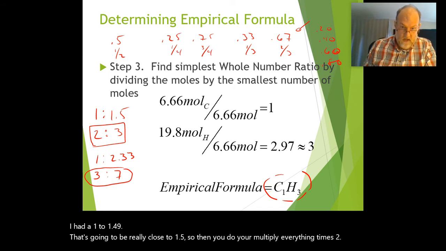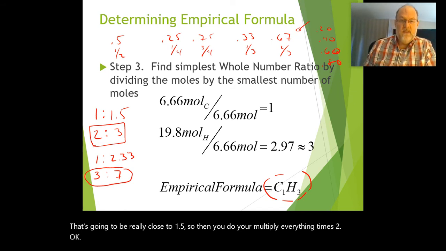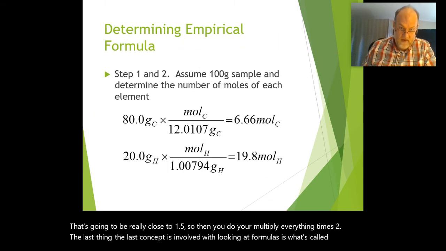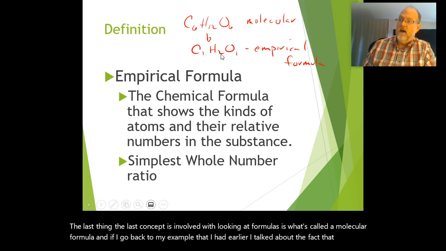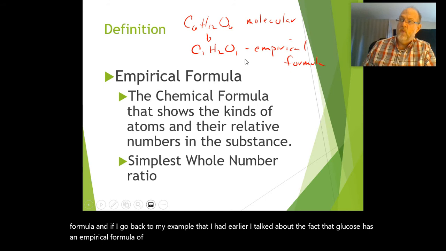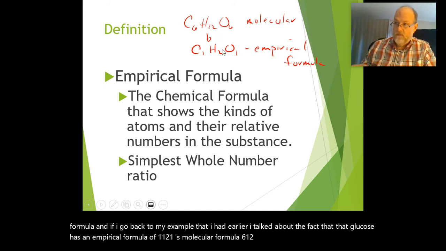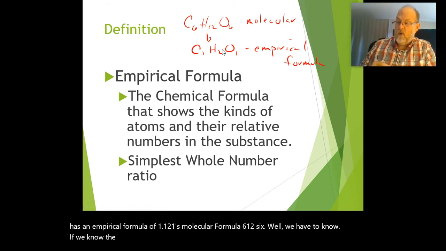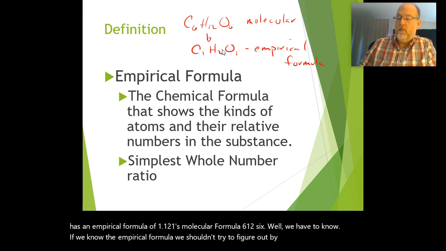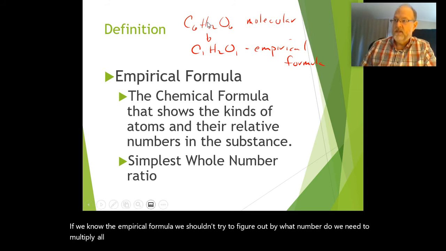Okay. The last concept that's involved with looking at formulas is what's called a molecular formula. If I go back to my example from earlier, I talked about the fact that glucose has an empirical formula of CH2O, and its molecular formula is C6H12O6. Well, if we know the empirical formula, we have to figure out by what number we need to multiply all of our subscripts to get our molecular formula.